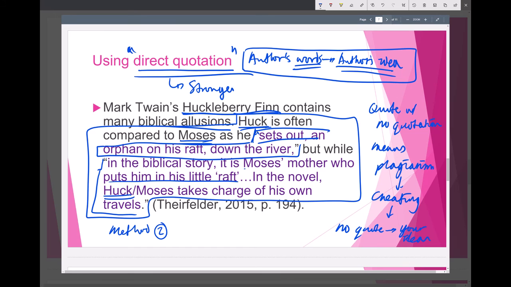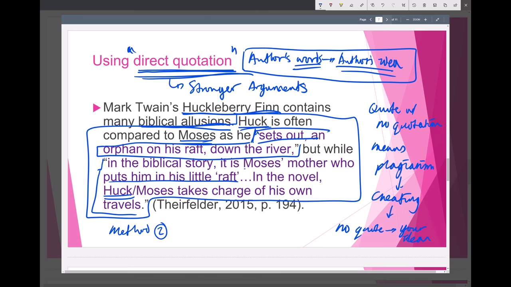Because you are trying to prove something. This person is trying to prove the similarities between Huckleberry Finn and the Bible, for whatever reason, and he's using the book to do it. So when you cite, you are making your argument stronger, and quoting is one of the ways you can do that.